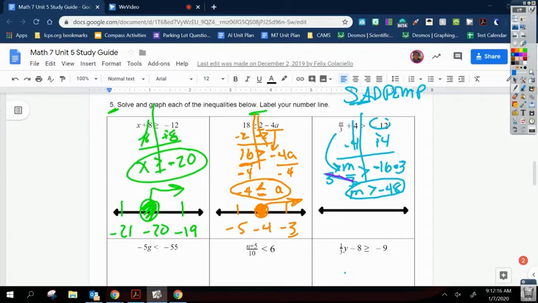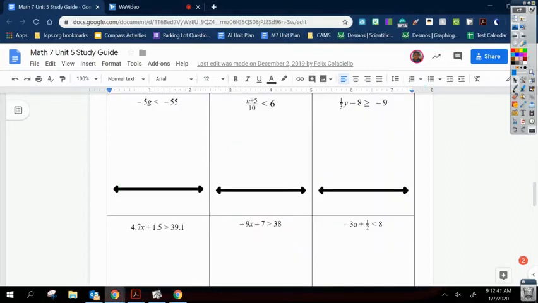Again, it flips when you multiply or divide by a negative. You multiplied by a positive. Make sure you label. It's an open circle because there's no line underneath. M is on the big opening, so we go to the bigger numbers, which is to the right.